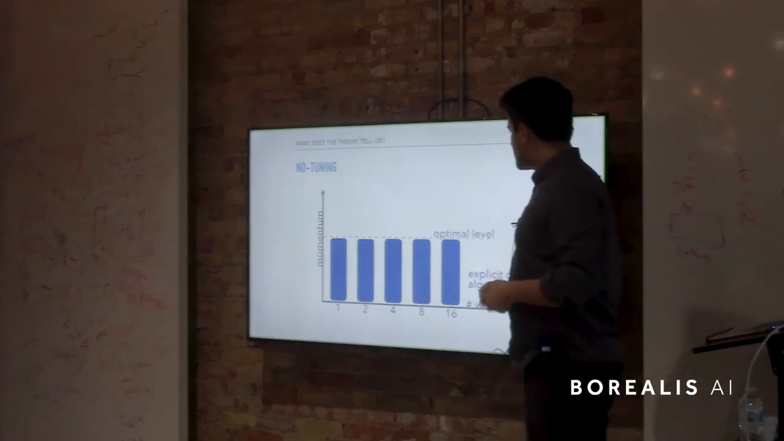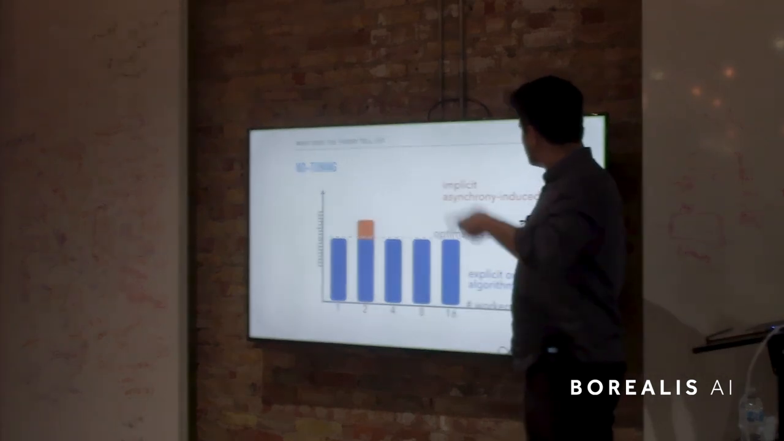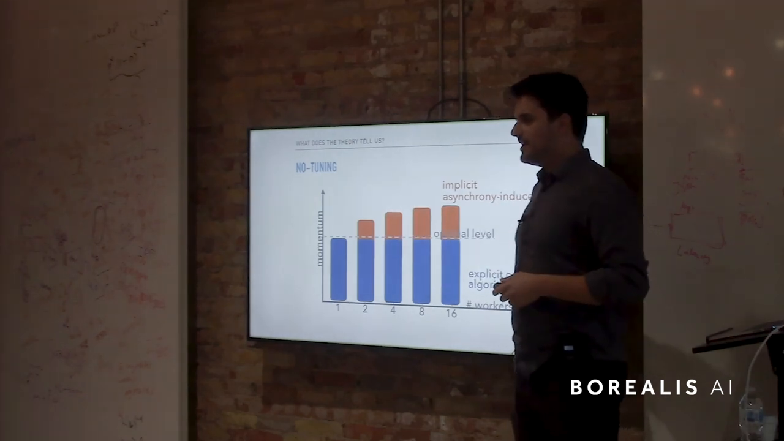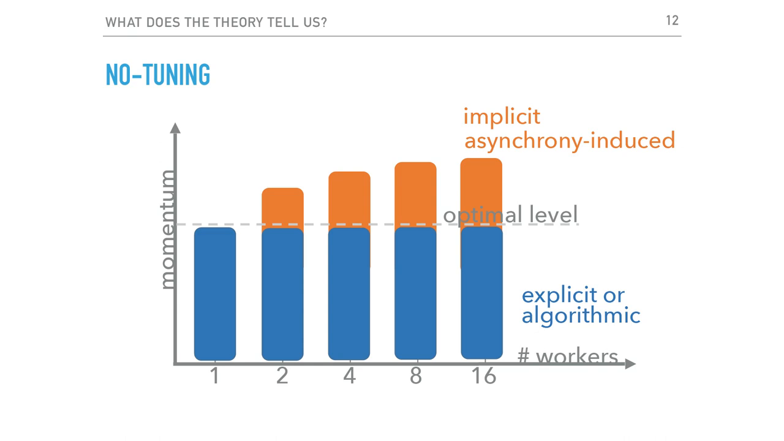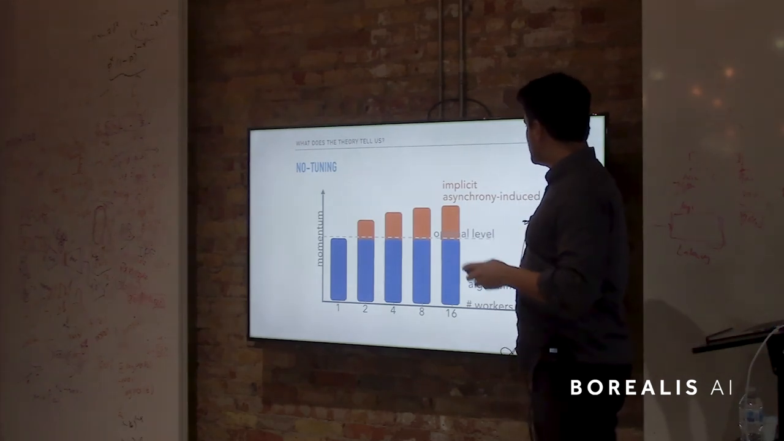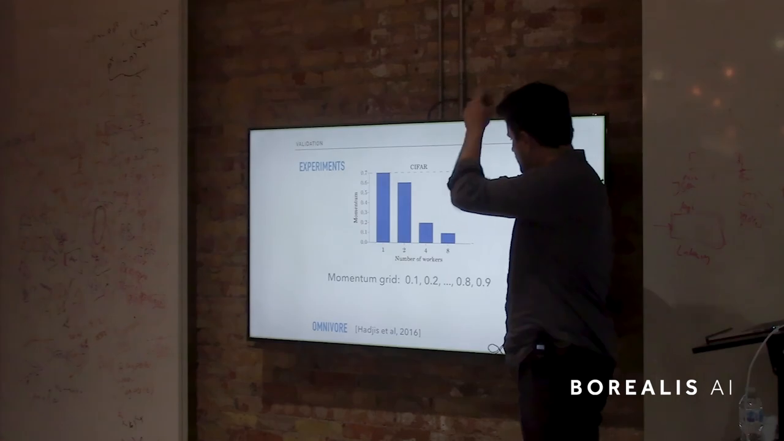Well, what the theory suggests is that I will get extra implicit momentum on top of what I added algorithmically, right? And the fear is that this can be detrimental. And that's actually the spoiler, that's the case. It's quite detrimental. Okay? So how do we verify that? That's one way to verify that.